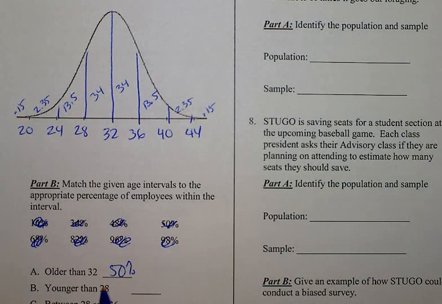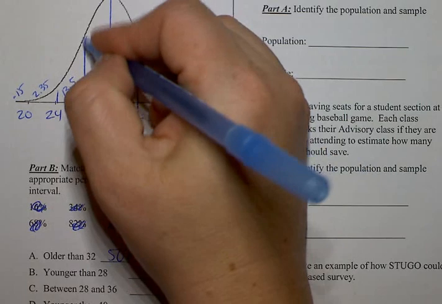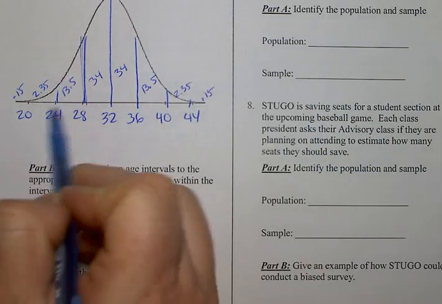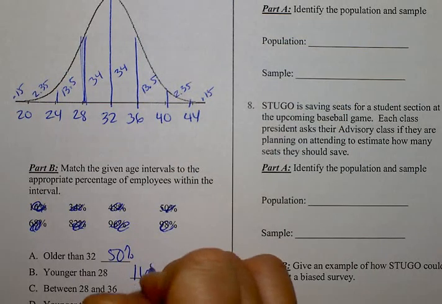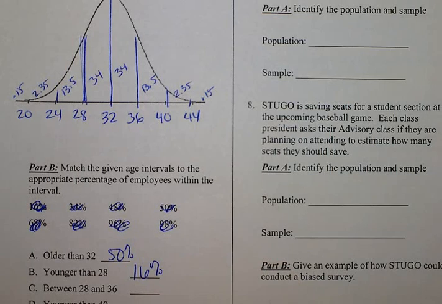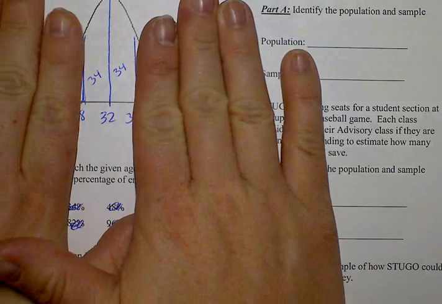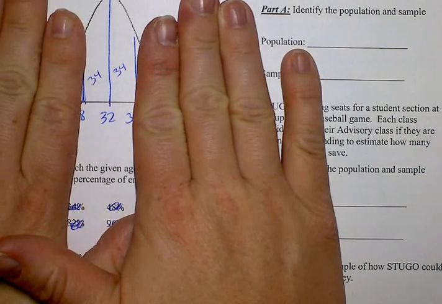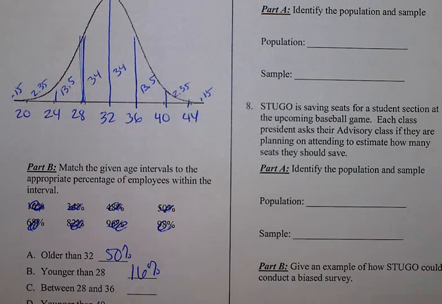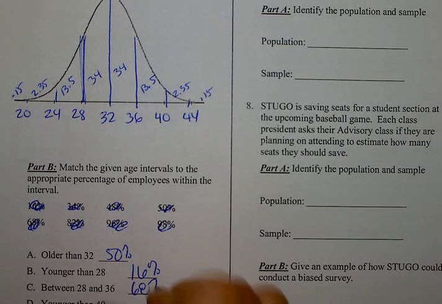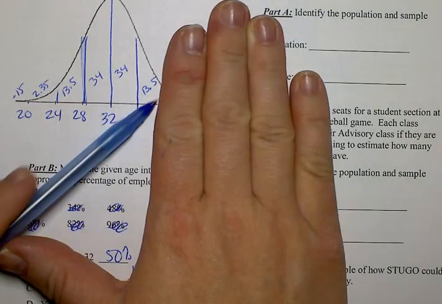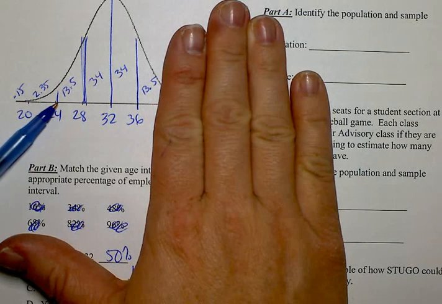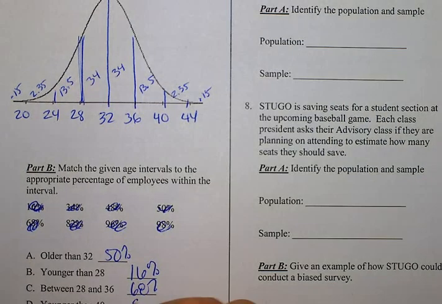Younger than 28. So I find 28 and I add up the 3 to the left. When you add up the 3 to the left, it comes up to 16%. Between 28 to 36. Here's 28, here's 36. 34 and 34 is 68. Younger than 40. Well, here's 40. If I add up everything to the left, it would come up to 97.5%.